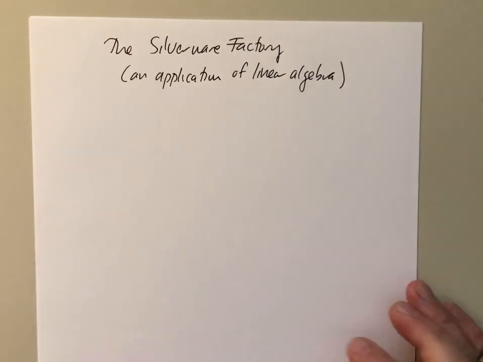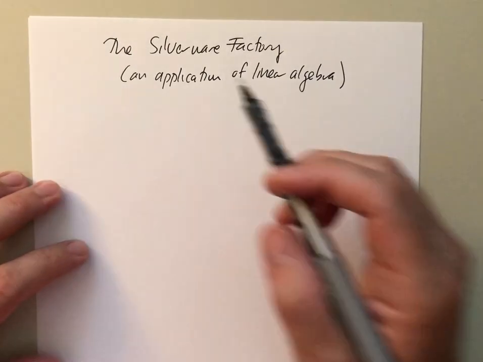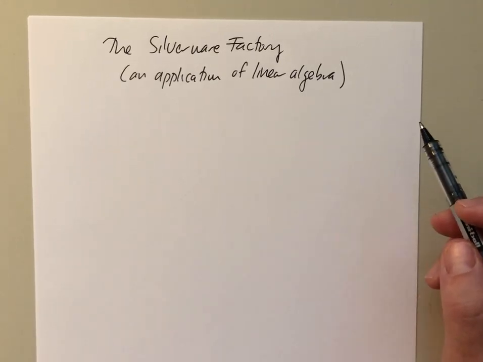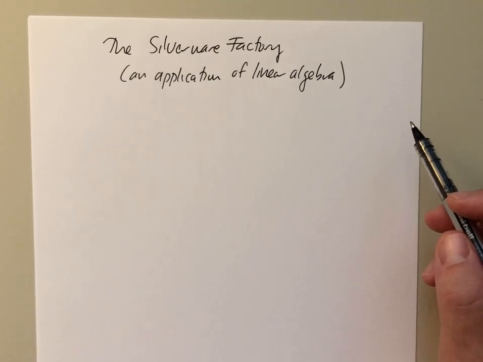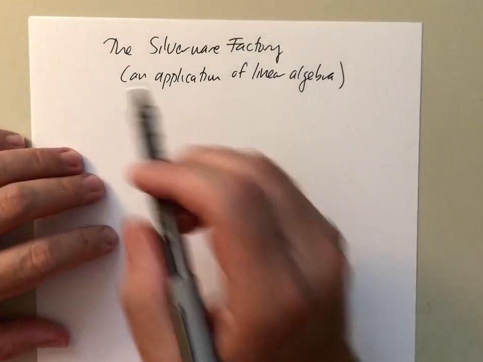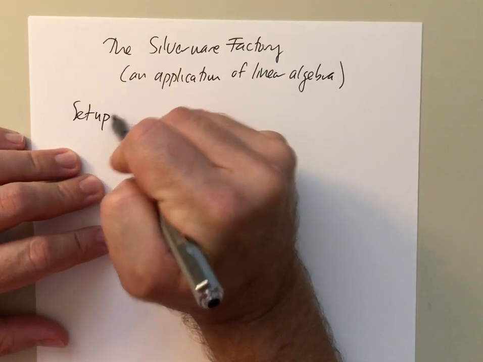Hello everyone. Today I want to talk about what I'll call the silverware factory. So this is kind of an application of linear algebra in a somewhat artificial setting, but I just wanted to show you guys how these ideas of echelon, reduced echelon solution sets, how this might actually have applications in the quote unquote real world. So here's my setup.